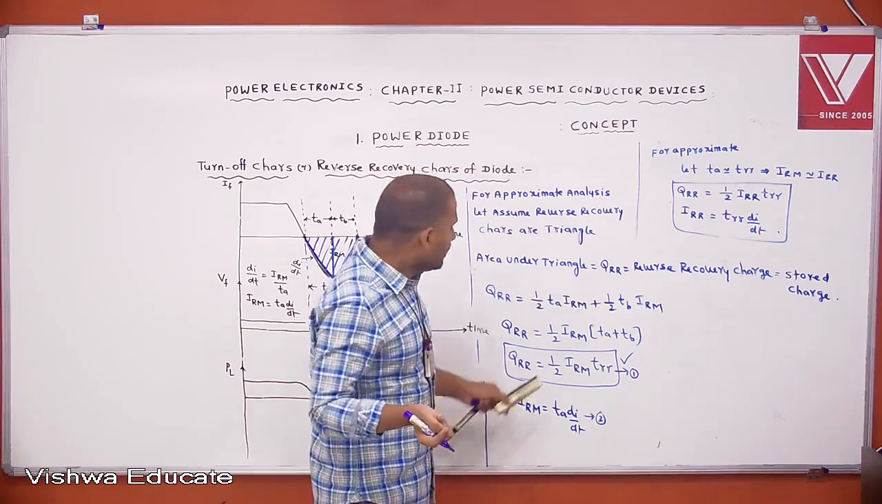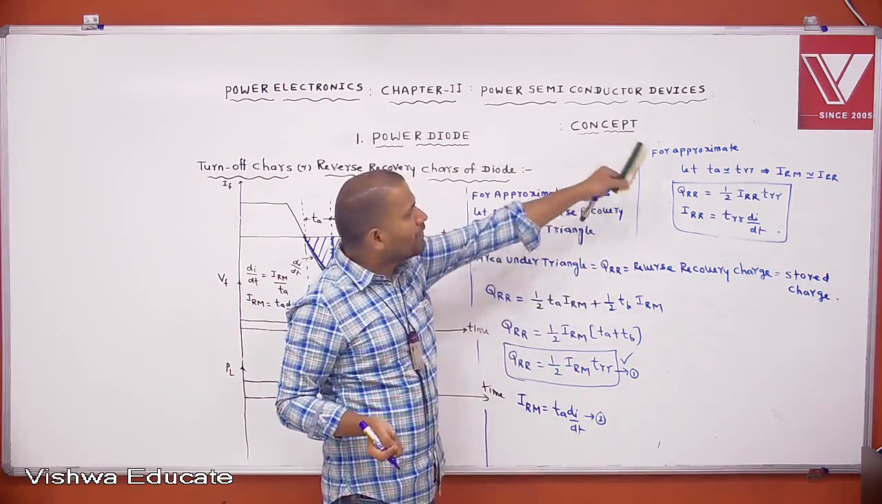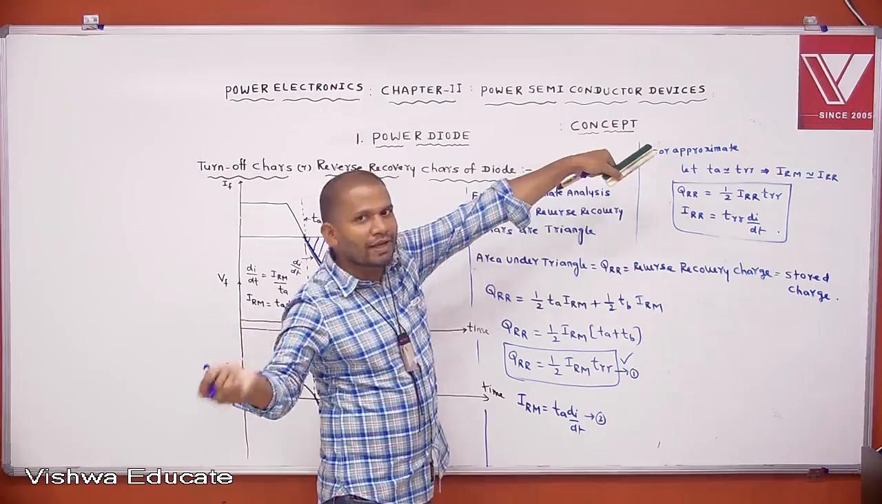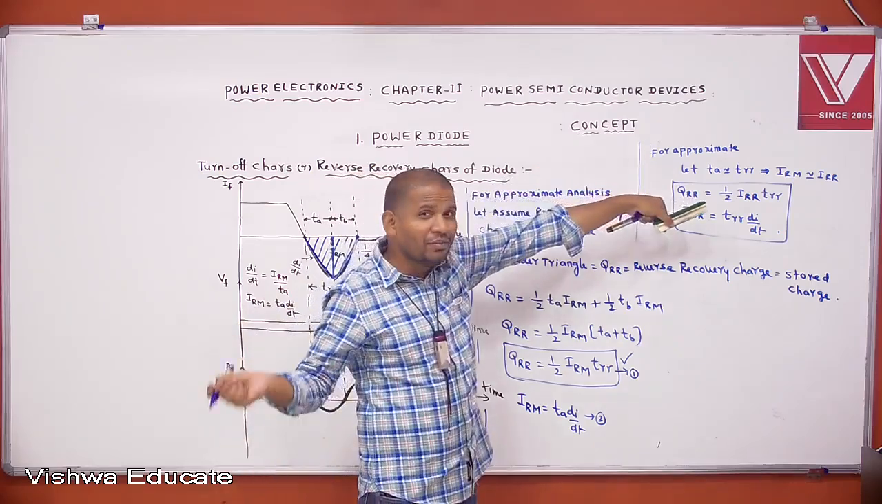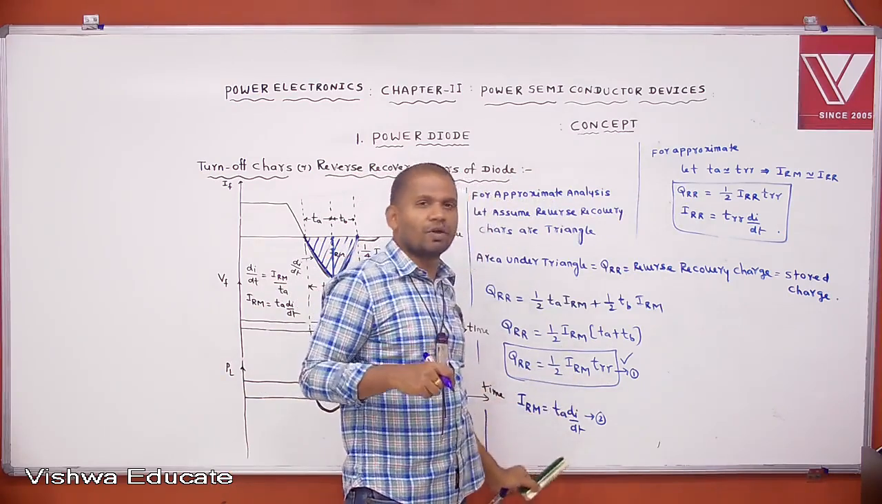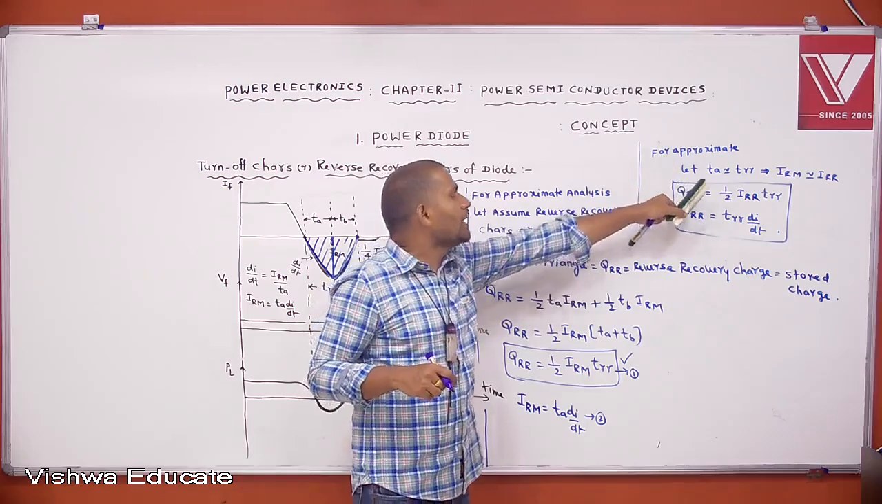Understood? Okay. Actually, these are the exact formulas. Then you can also simplify the formulas like this. Let TA be nearly equal to TRR. That is, we are neglecting TB. But if TB is given, then you go for the exact formulas. Understood? Okay. But you can also write like this.